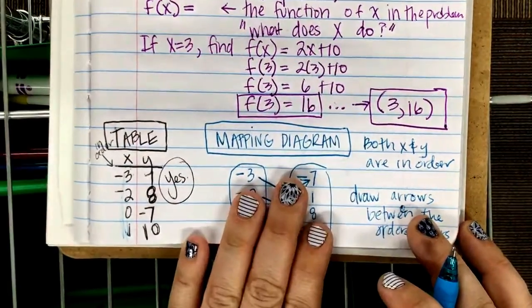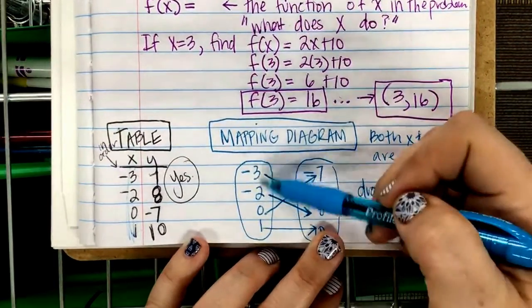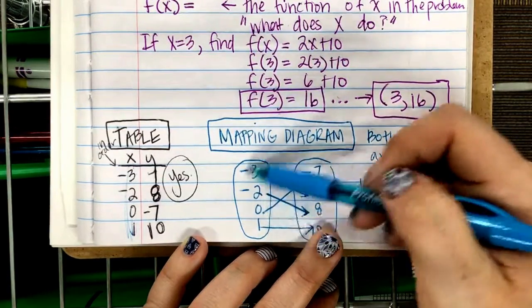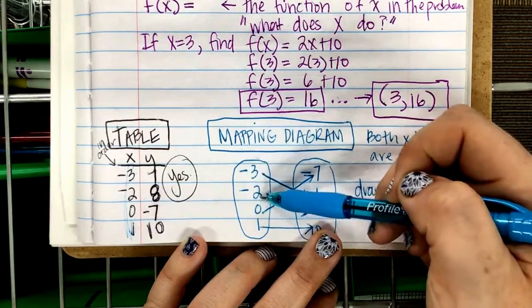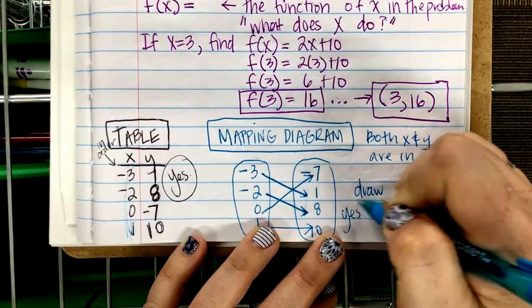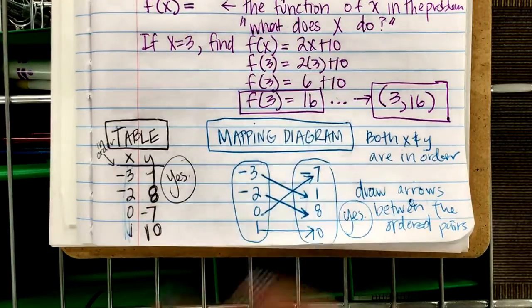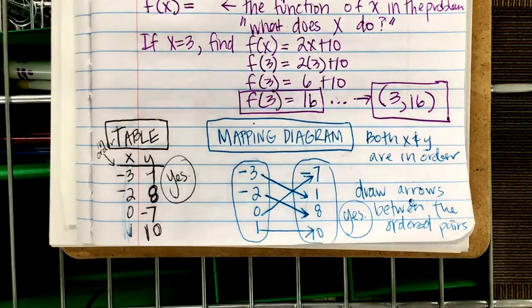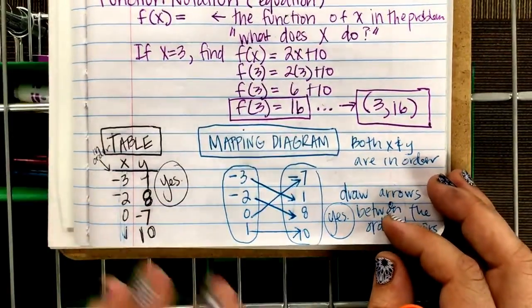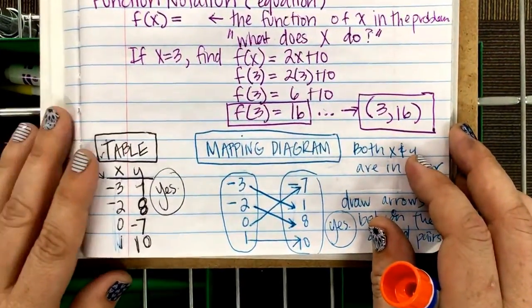So is this a function? Do the x's repeat? No, the x's don't repeat. So each x is different. So yes, this is a function. So your x values, that's what you're looking for. The x values must be all different in order for it to be a function.